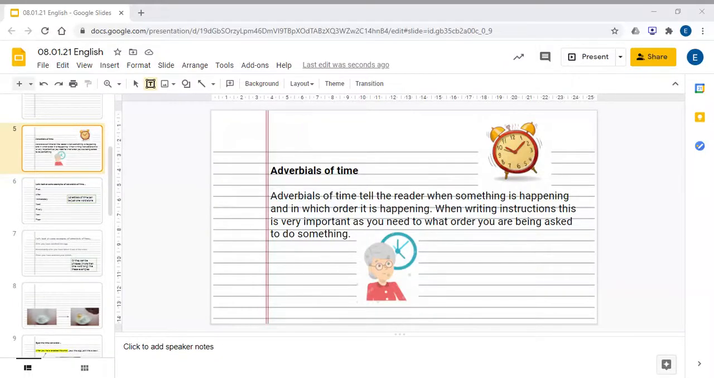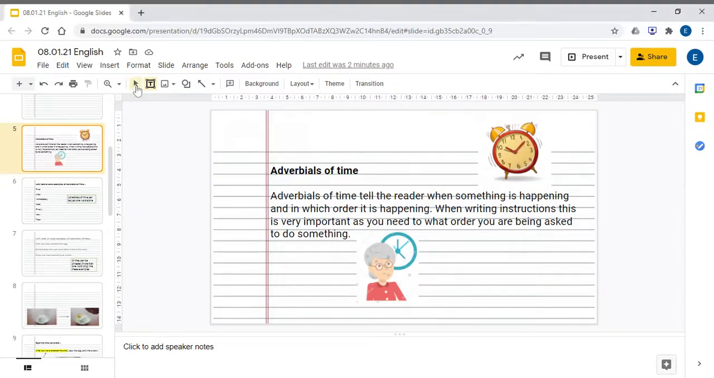Okay, so adverbials of time. Adverbials of time tell the reader when something is happening, okay? So it gives the time that something is happening. This helps the reader to understand the order of events, okay? So it's really important with instructions that we include adverbials of time at the start of the sentence. So it's really clear to the reader when they read the step what time order they need to do the different steps in. Okay, so it's nice and clear and it gives the order.